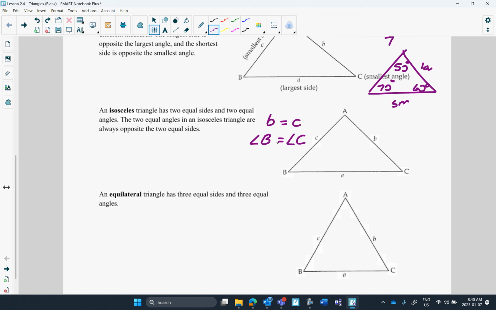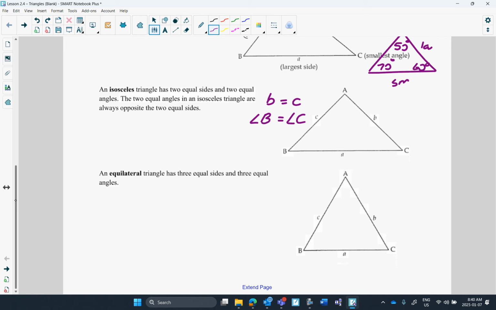And finally, a triangle where all the sides are the same, equilateral. Lateral means side, equal sides. And if they have equal sides, they also have equal angles. So in this one, side A equals side B equals side C, which means angle A equals angle B equals angle C. So another word we can use for an equilateral triangle is equiangular, because the angles are all the same too.